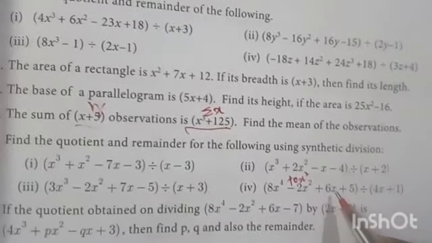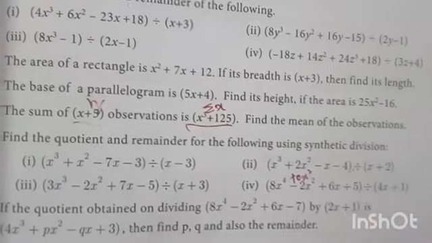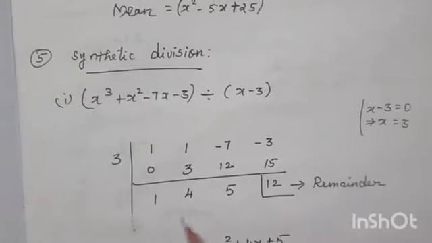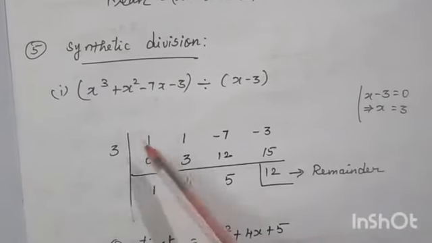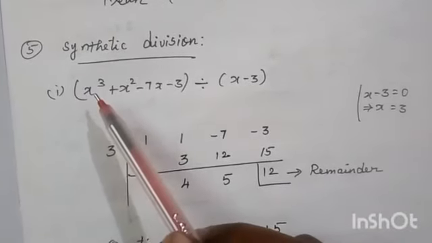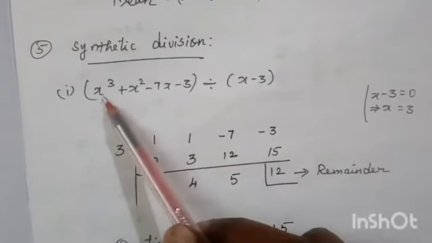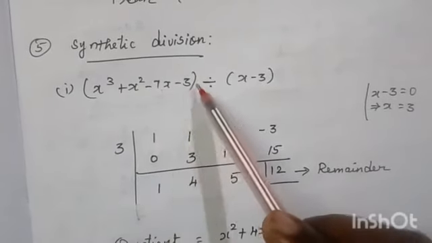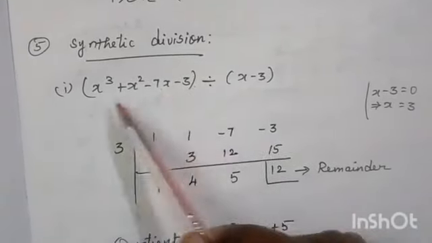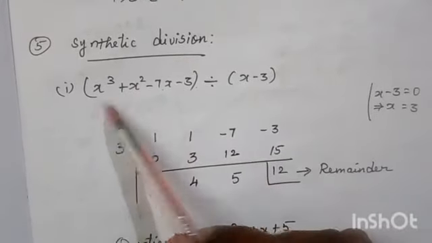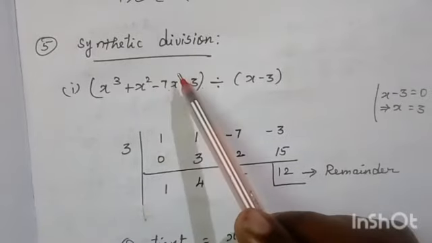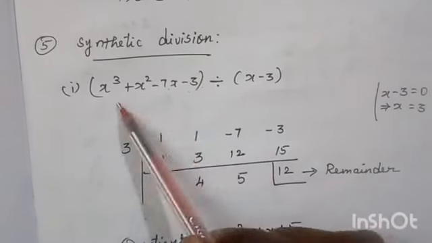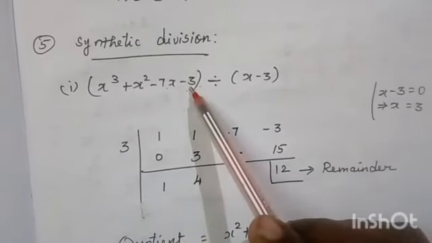This is another method. Synthetic division is very easy. We only use the coefficients. Now consider the expression x cube plus x square minus 7x minus 3. First you have to check it is in standard form. Yes, it is: cube, square, power 1, then constant. It is in order, so it is standard form.